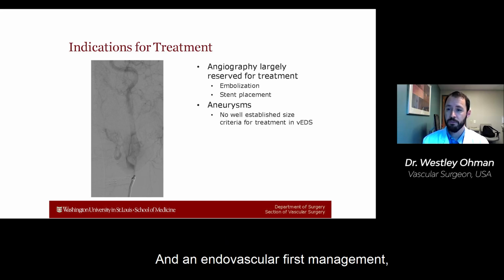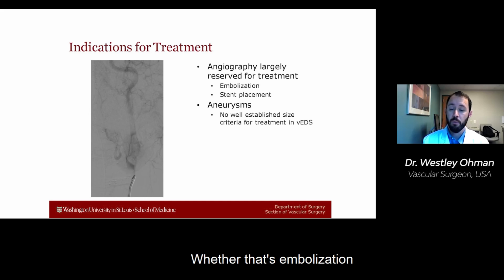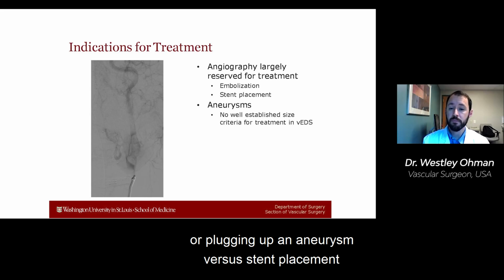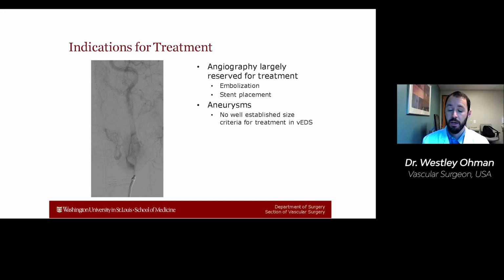An endovascular first management, if we need to do something for patients, has largely been the way the modern experience for vascular Ehlers-Danlos patients has gone, whether that's embolization in terms of plugging up a blood vessel or plugging up an aneurysm, versus stent placement in terms of redirecting blood flow around either the dissection or the aneurysm, trying to avoid open surgery as much as possible given the vessel fragility and the higher risk associated with it. There's no well-established size criteria for treatment of these aneurysms in patients with vascular Ehlers-Danlos, and so a lot of it is based on clinical judgment as well as the rate of growth.